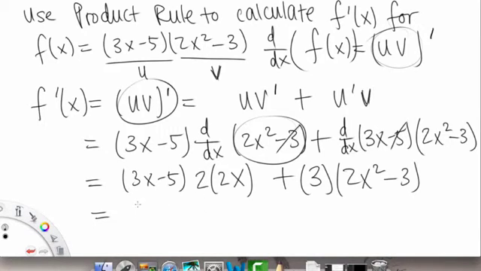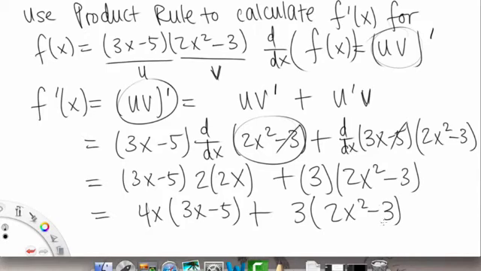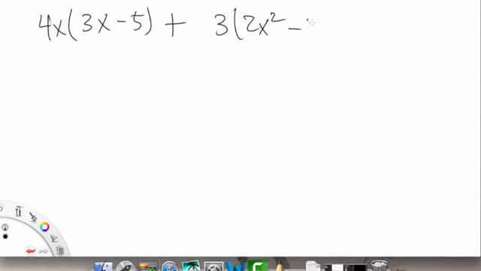All right, so continuing again. Here we actually have 4x times 3x minus 5, plus 3 times 2x squared minus 3. I'll continue by distributing the 4x and the 3 respectively to each of those groupings. So I'll just copy down what we had: 4x times 3x minus 5 plus 3 times 2x squared minus 3.